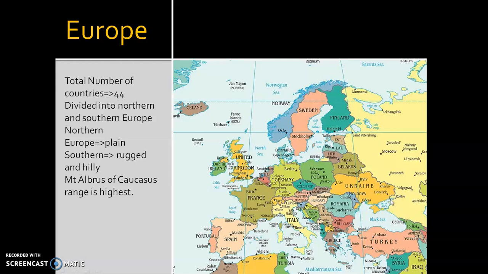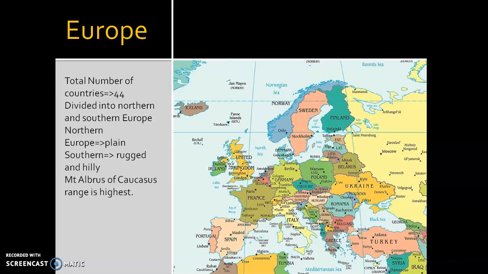So that is the northern part of the continent, and the southern part of the continent of Europe is this region which contains countries like Spain. Roughly, it is from Spain to the Black Sea. So this is the southern part of the continent. The southern part is very rugged and hilly. Mount Elbrus of the Caucasus range is the highest mountain peak that you will find in Europe.